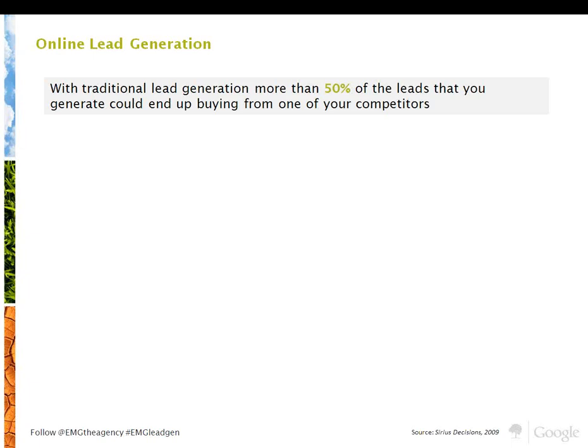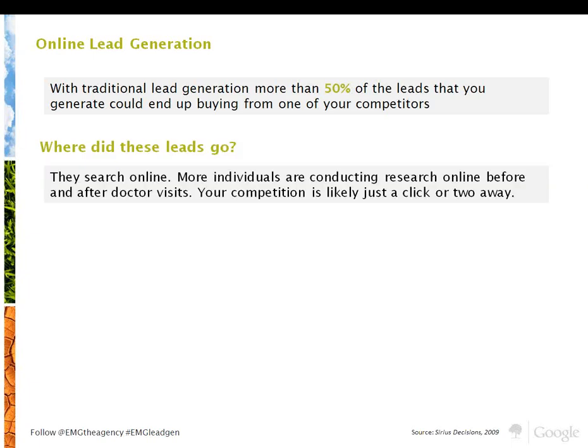So we're wondering, where do these leads go? Well, based off of the previous statistics presented, they really go search online. More individuals are conducting research online before and after the doctor visits, and your competition is likely just a click or two away. How many times maybe have you Googled your hospital, your medical center, and you go online and see a competitor ad come up?